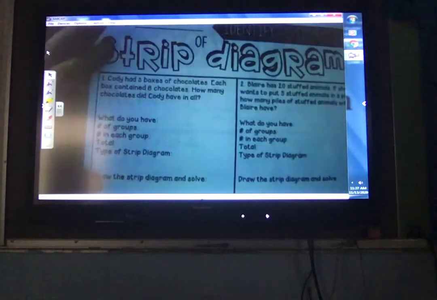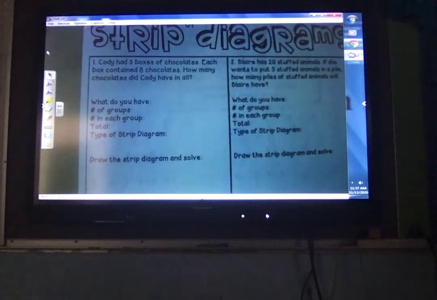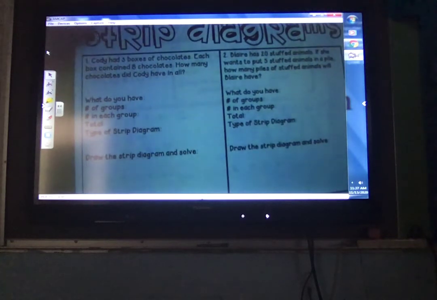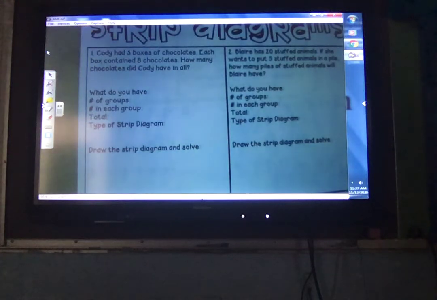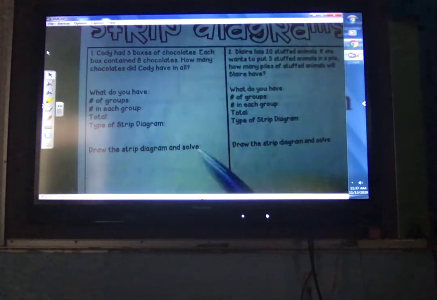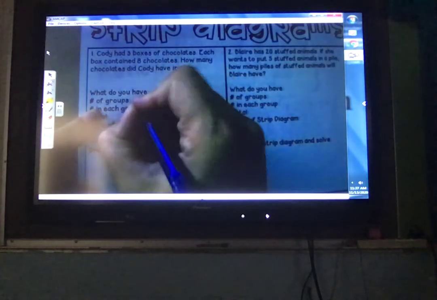So now you get to do one on your own. I'll do one box and let you work the other 3 by yourself. This one's about Cody. Hey, Cody, look, there you are. Cody had 3 boxes of chocolates. So let's draw 3 boxes. Those are going to be my groups.